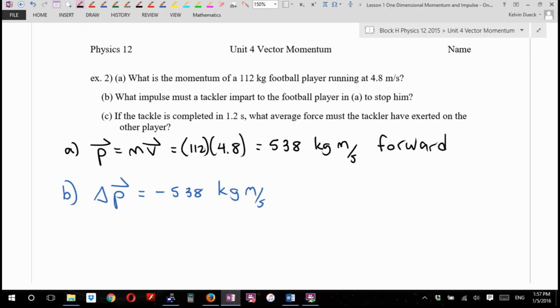So some football physics for you. I can't remember who my football players are here, but some of you are, I think.